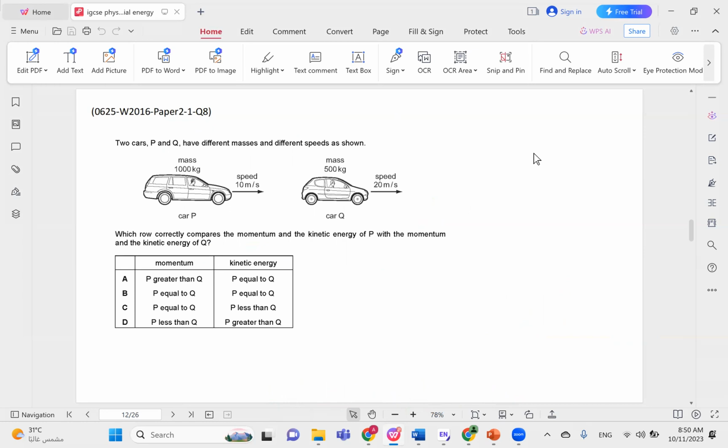Two cars P and Q have different masses and different speeds as shown. Which row correctly compares the momentum and the kinetic energy of P with the momentum and the kinetic energy of Q? We solved a similar question before. Just a quick reminder, momentum equals mv, kinetic energy equals half mv squared. So let's compare. So the momentum of P is equal to the mass times the speed or the velocity. So 1,000 times 10. And that gives us 10,000.